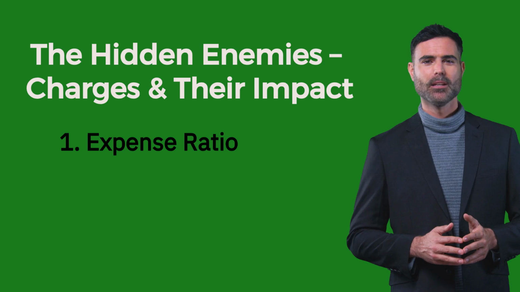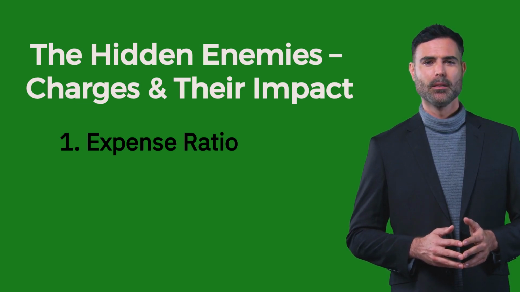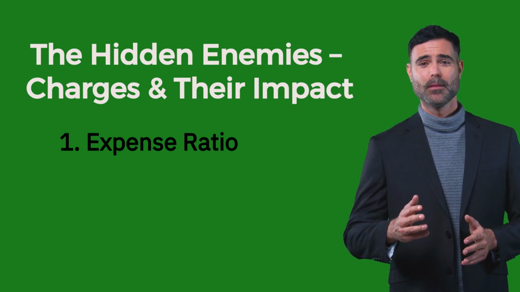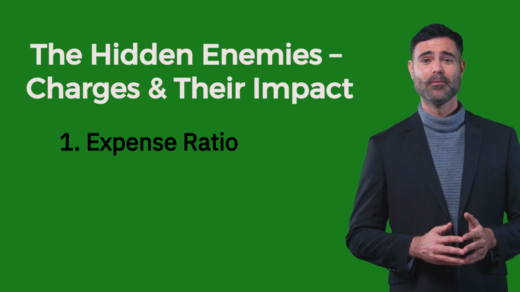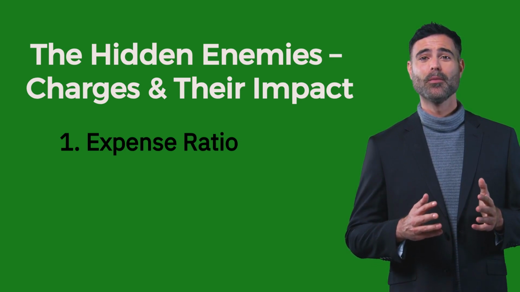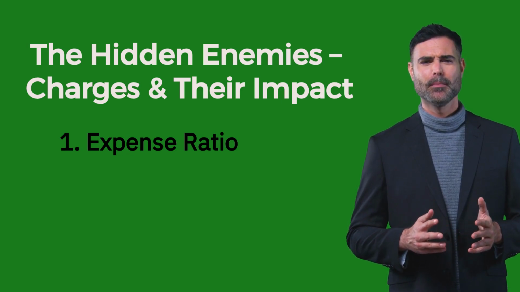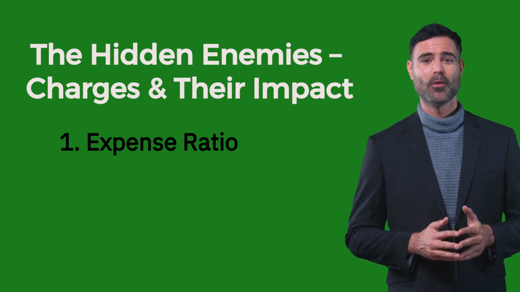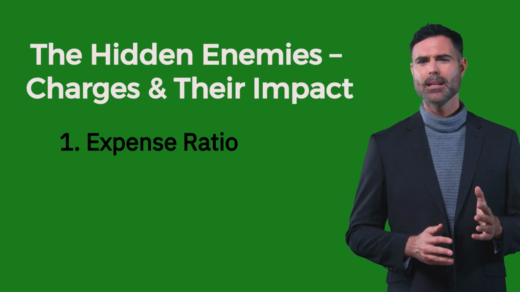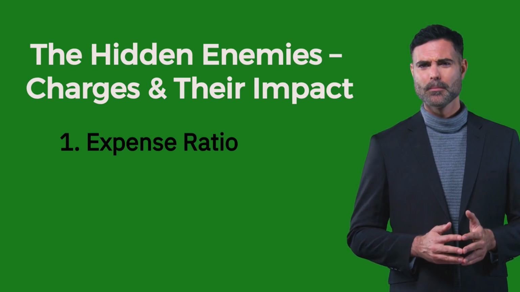Let's say you invest 1 lakh rupees in 2 plans, regular and direct. Over 10 years, even with the same fund, the direct plan can earn you 40,000 rupees to 1 lakh rupees more. Why? Lower expense ratio means slower NAV erosion, which means more compounding for you.